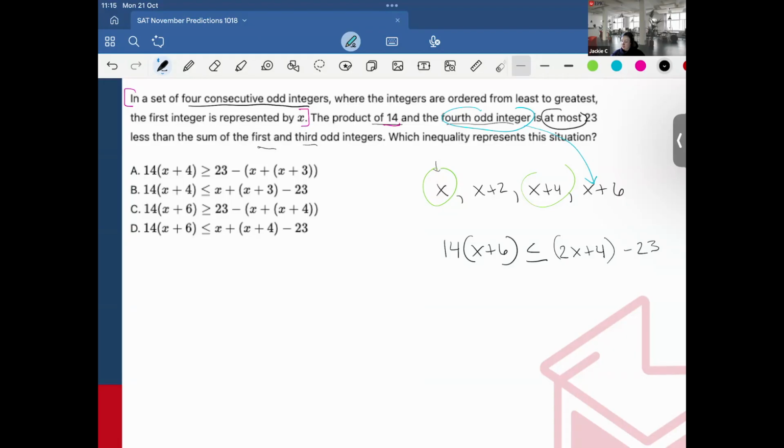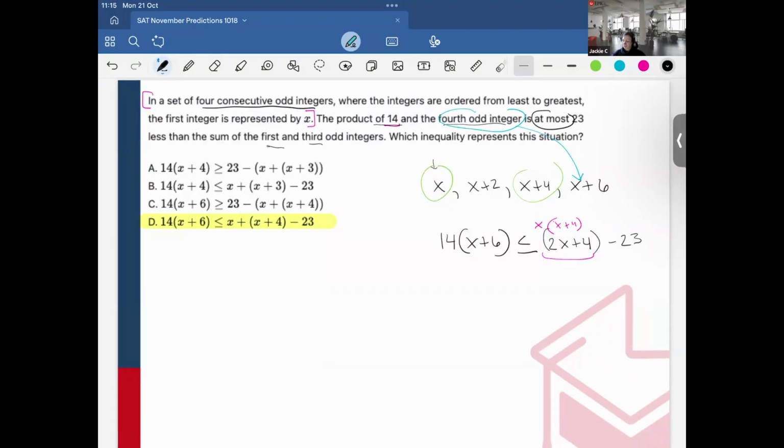Let's see if I need to expand. I do not. Or, well, this was really x and x plus 4, which simplified to this. But you can see that actually matches precisely option D. So perhaps a little bit easier than the previous one because we have multiple choice to help guide us. But you see how I had to do a set of four consecutive odd integers again.